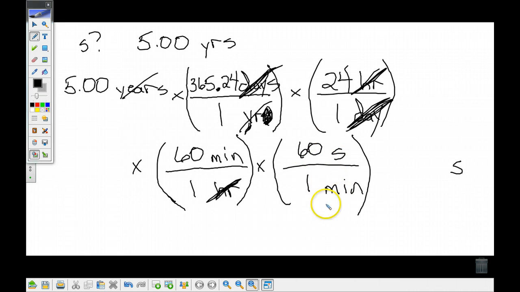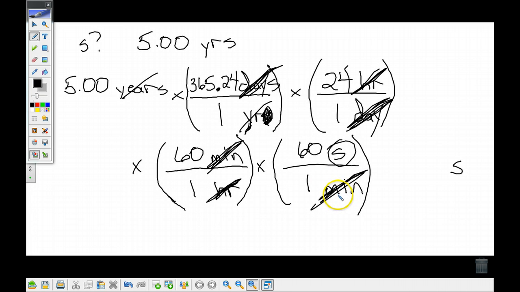They're the same thing. These are the same thing. And now minute cancels minute. The only unit I have left is a second, and I haven't even gotten a calculator out yet.